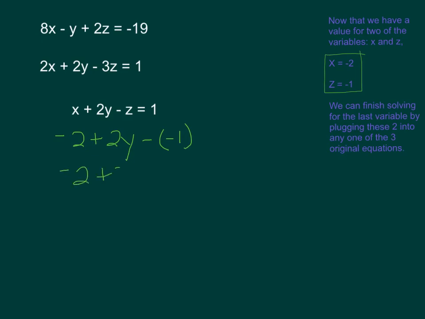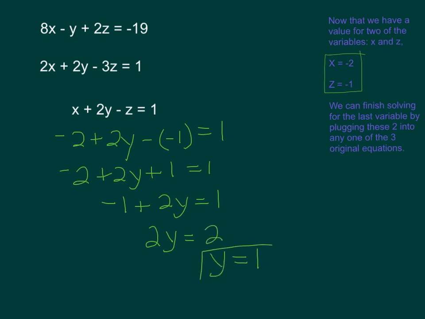-2 plus 2y plus 1 equals 1. And then I'm going to solve and I get -1 plus 2y equals 1. Add 1 to both sides. You get 2y equals 2. And you end up with y equals 1. So now we've discovered all three values of our variables.